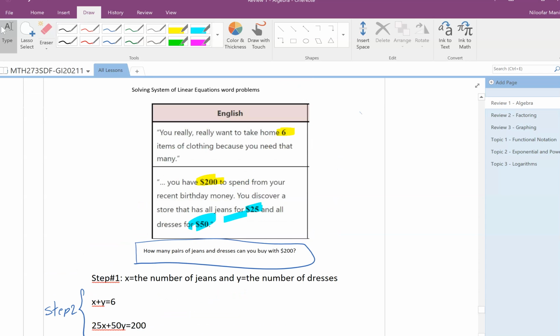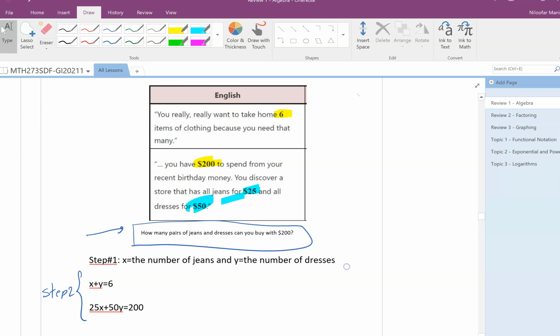Oh, okay. Here, I read the question. I want 6 items of clothing. I have $200, and I want to purchase 6 items. $25 is for jeans, $50 is for dresses. So, the last sentence gives me the idea of how many pairs of jeans and how many dresses I need. So you read the question, this is step 0, you understand the type. You estimate your answer in your head. You think about the answer in your head. You see if the question makes sense. Which I'm going to talk about in the next question.